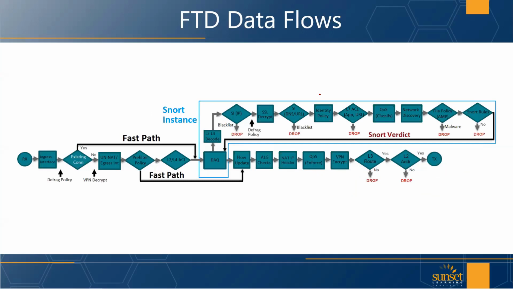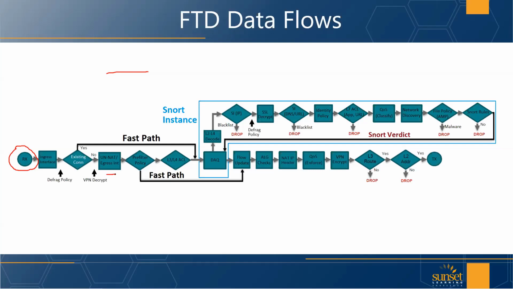Now let's take a look at the data flow through an FTD. Sorry, I'm looking for my dot. I can't find it. There it is. Okay. So I still have my receive ring. Not much of this has changed. We still have this FIFO queue. It goes to the ingress interface. And in this case, is it an existing connection? We're going to say no.